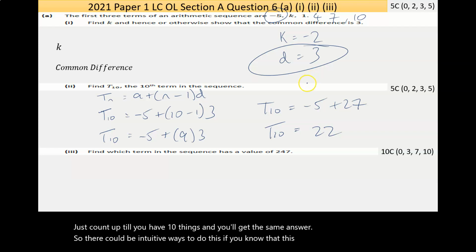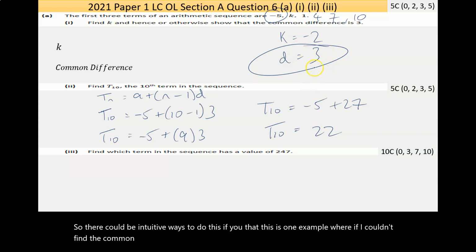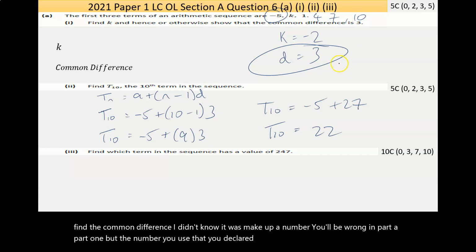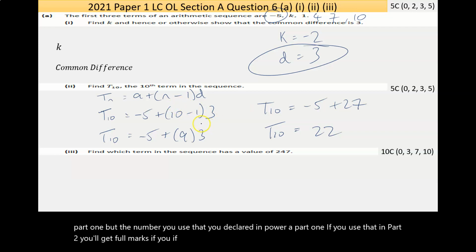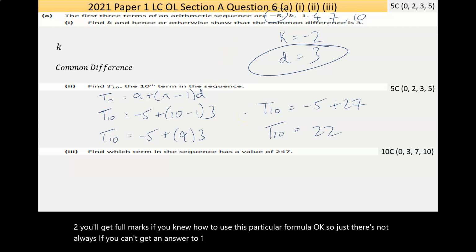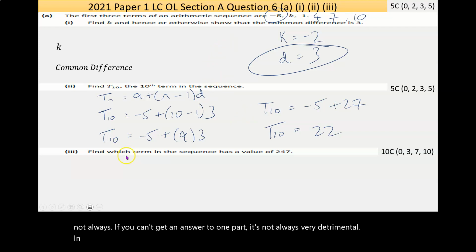This is one example where if I couldn't find the common difference, I didn't know what it was, make up a number. You'll be wrong in part A, part 1, but if you use the number you declared in part A, part 1 in part 2, you'll get full marks if you knew how to use this particular formula. So if you can't get an answer to one part, it's not always very detrimental in the larger scheme of things.